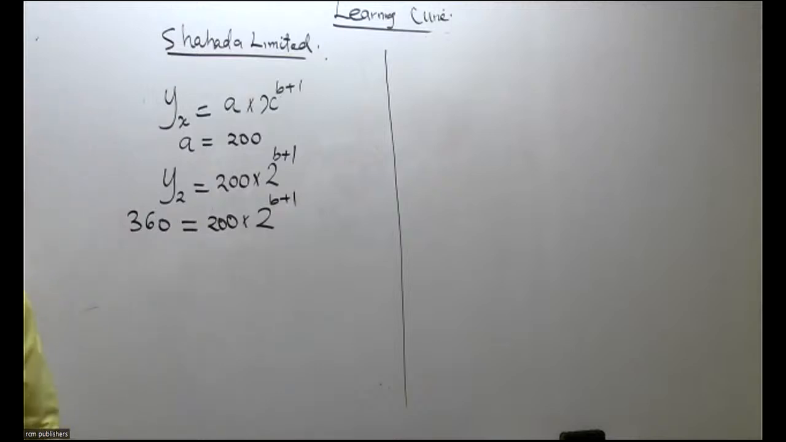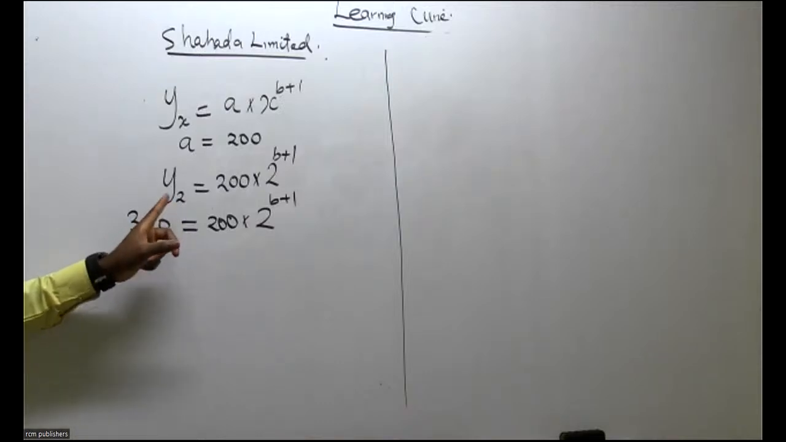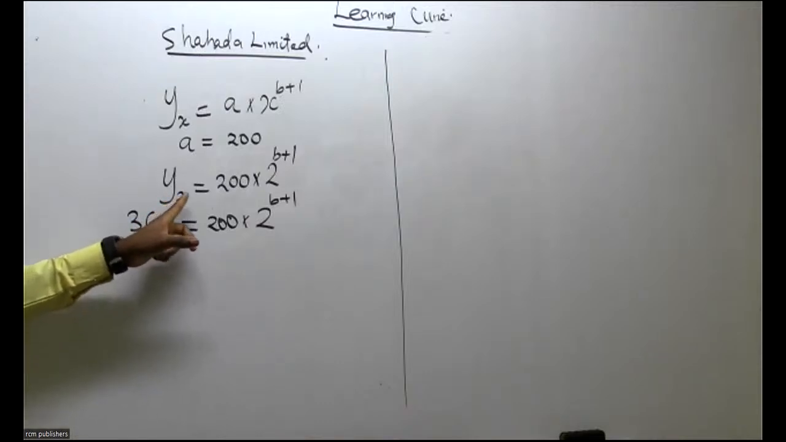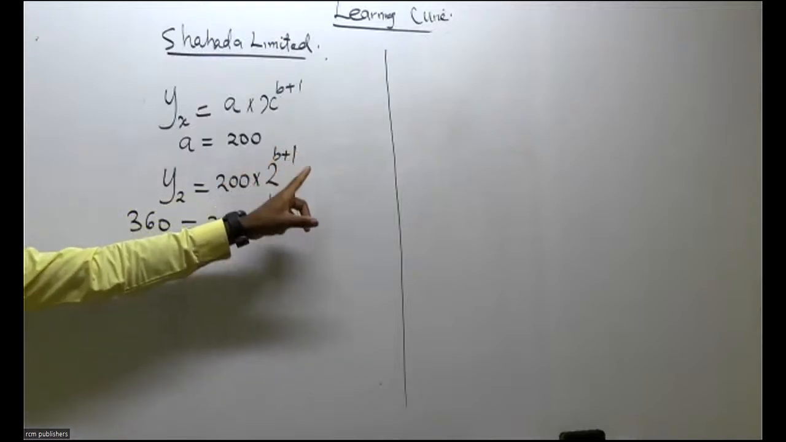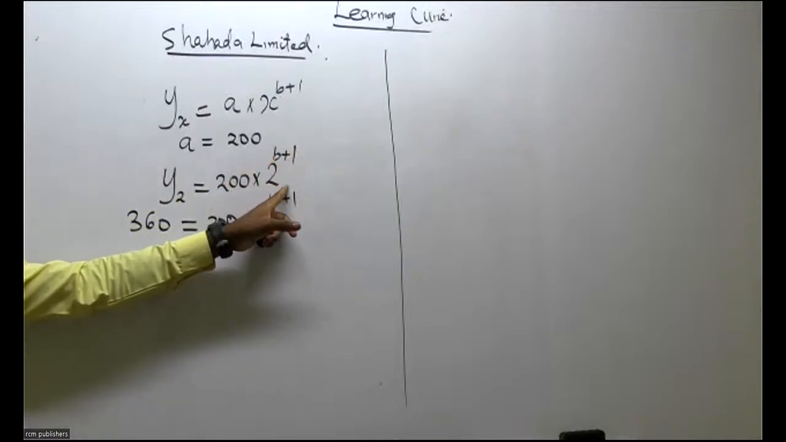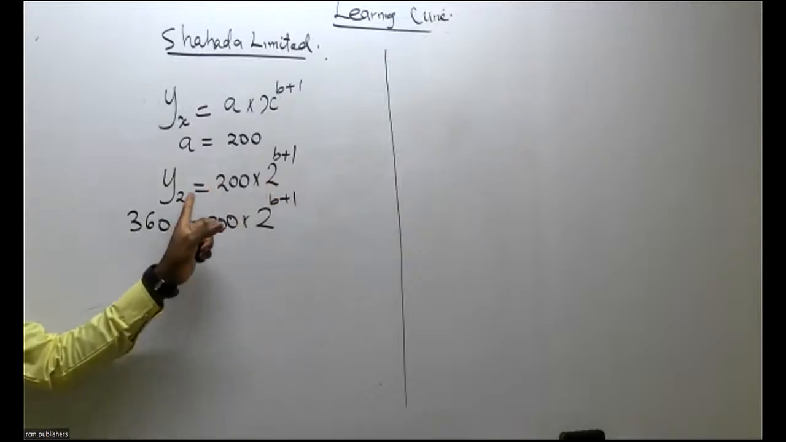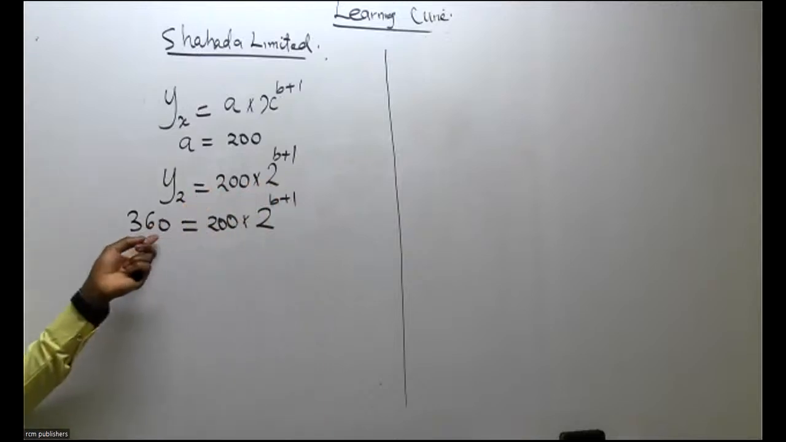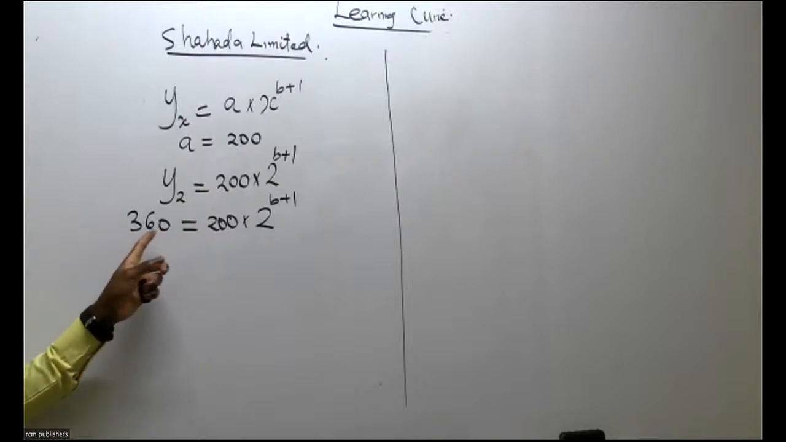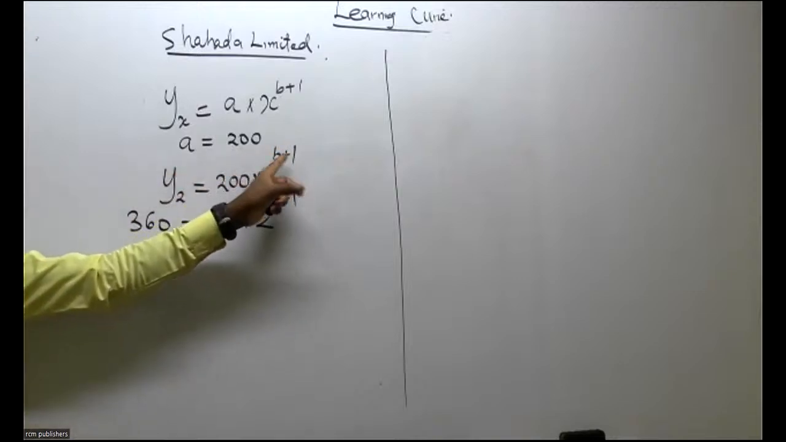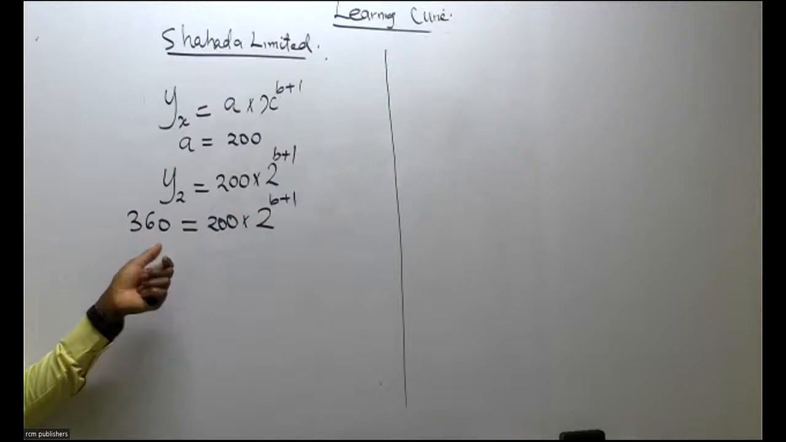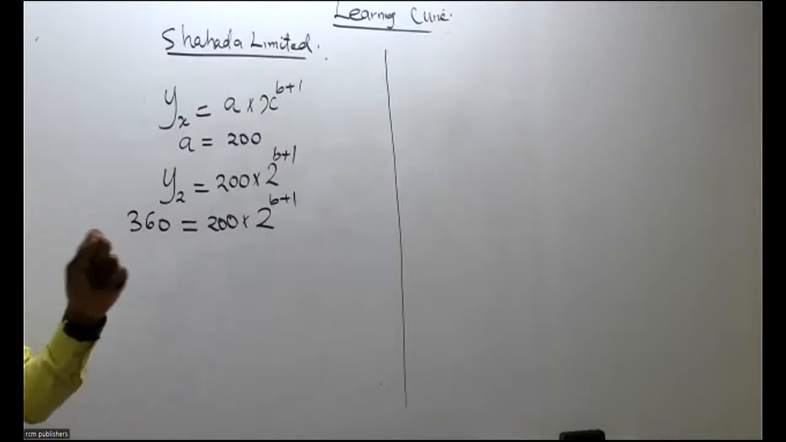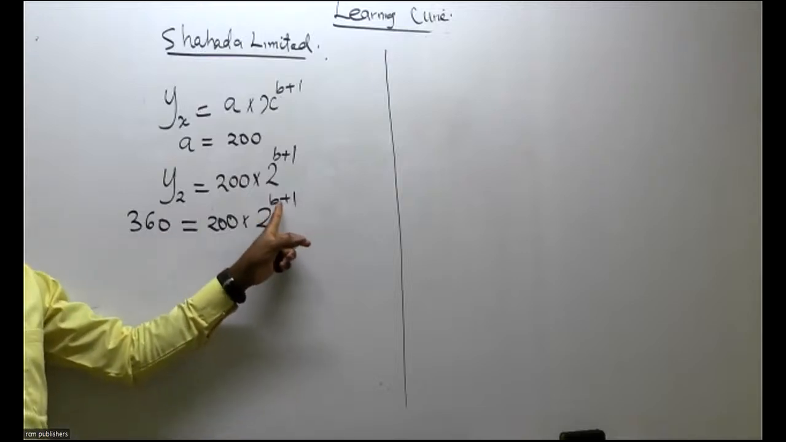So already we've seen we are now not having 2 unknowns, as opposed to up here, where we were still having 2 unknowns. Y2 is equal to 200 times 2 raised power B plus 1, whereby X, or this 2, represents X. Now, moving down, we've been able to identify one of the unknowns. So we only have one unknown, which is basically B plus 1.